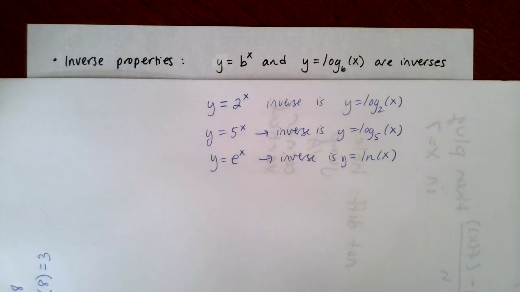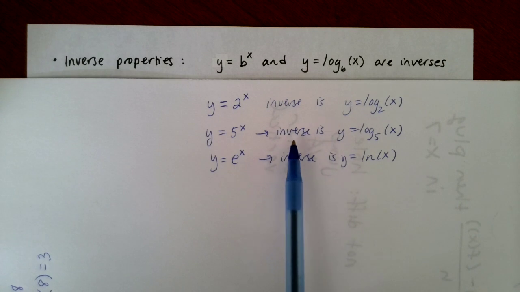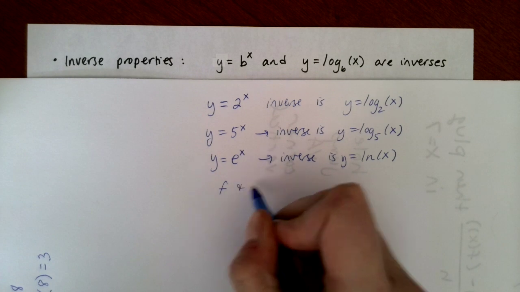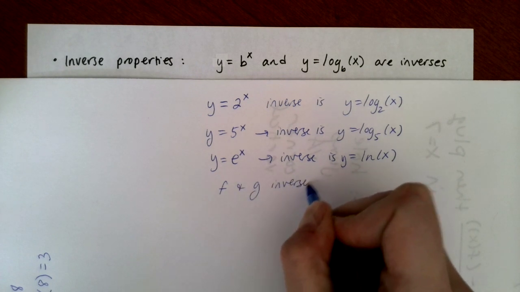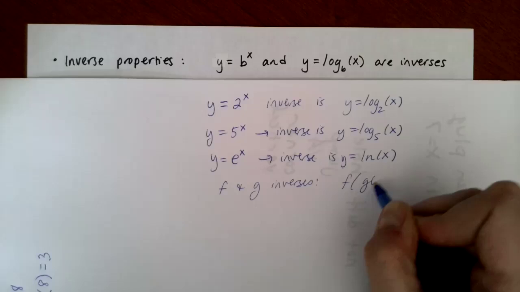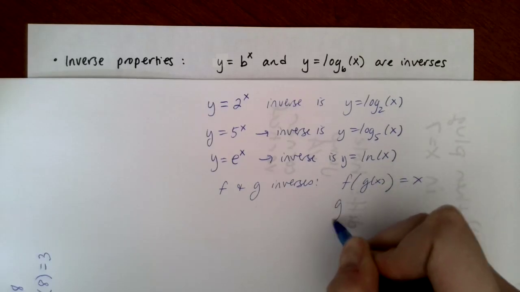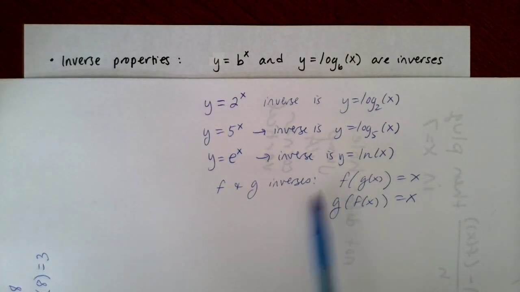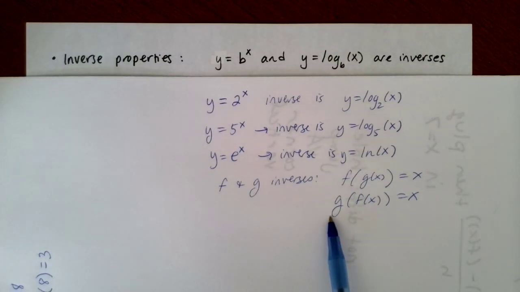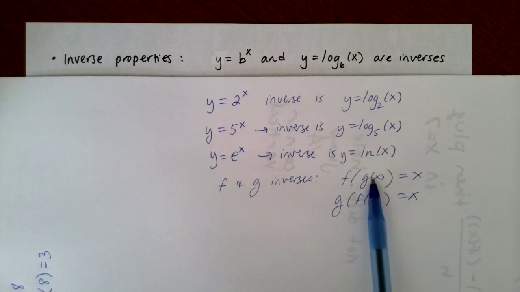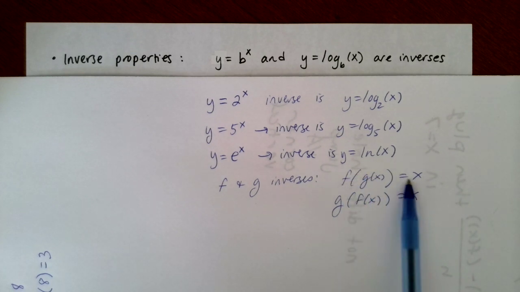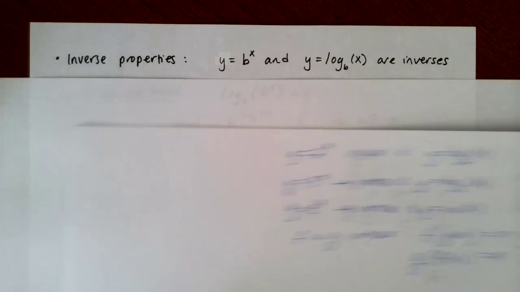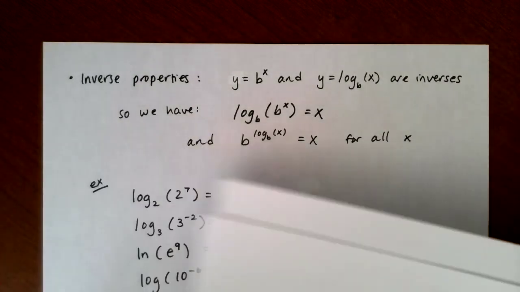Okay, so one important thing we learned about inverses a while ago was that if you compose them, right? So if f and g are inverses of each other, then f of g of x gives x, and g of f of x equals x, right? Because an inverse is supposed to undo what the original function did. So if you apply g to something and then apply its inverse, you should just end up where you started. And so that's where we get the two properties that we see here.